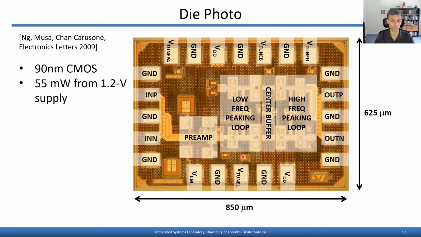So here's a die photo of the prototype implementation. In this case, the differential input comes in on the left. The preamplifier drives the input delay line at the bottom. The center buffer feeds the signal to the output delay line at the top. And then we've got 2 feedback paths on the left and right, one providing low frequency peaking, one providing high frequency peaking. And the ultimate output appears over here on the right side of the die. This prototype was implemented again in 90 nanometer CMOS and was reported in Electronics Letters back in 2009.